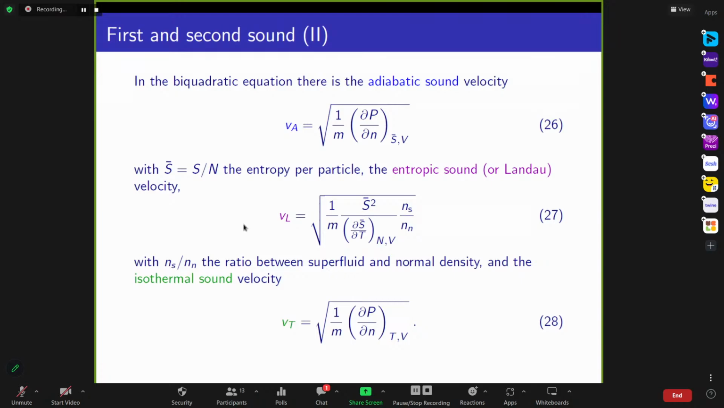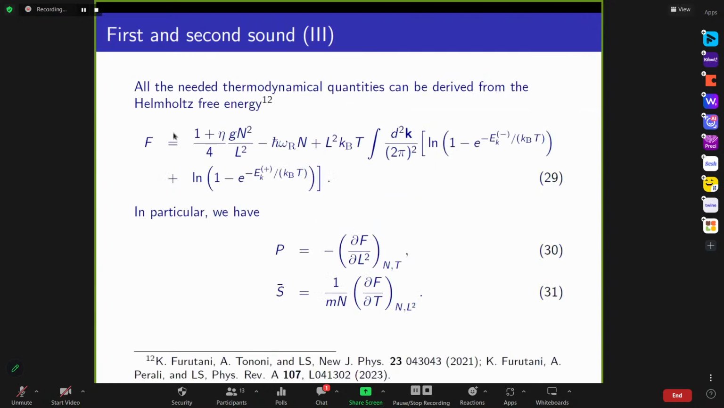And finally, this is much simpler, the isothermal sound velocity, which is simply related to the partial derivative of the pressure with respect to the density calculated at fixed temperature and volume. Now, if you have the pressure, the entropy and the superfluid fraction, you can calculate these quantities, and from these quantities you can calculate the two sounds. Now, you need the pressure and the entropy.